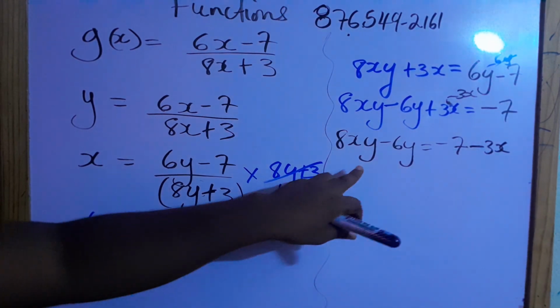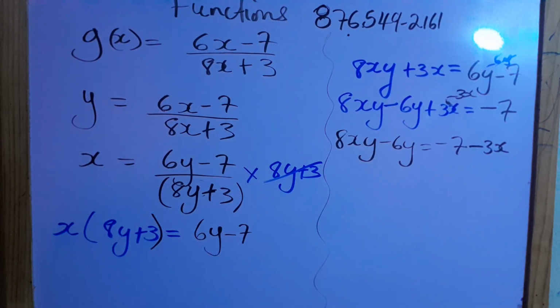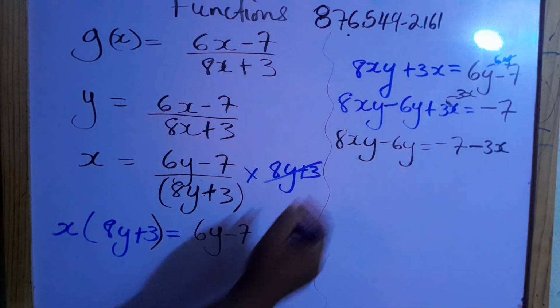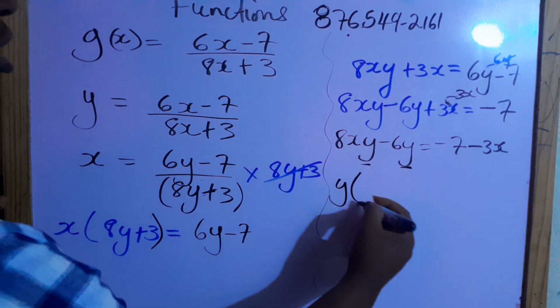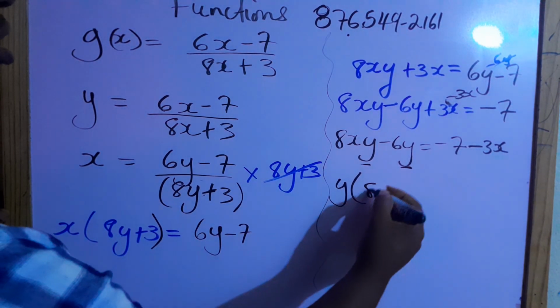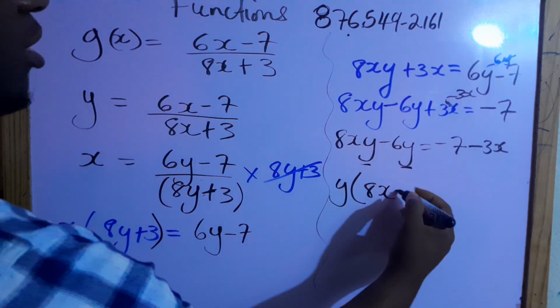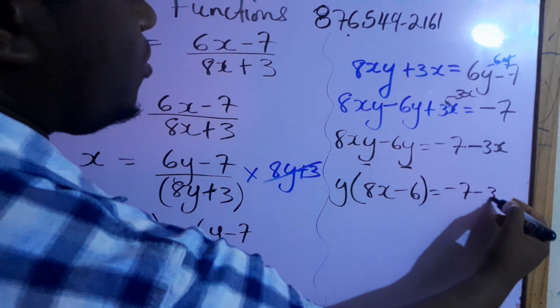Alright, so now you can see we have y terms. However, y is not alone. So what we need to do is to factor out the y. Y is common to this, y is common to that. So we factor out y, and we just say y into 8xy, that would leave 8x. Y into that leaves minus 6. And this equals negative 7 minus 3x.